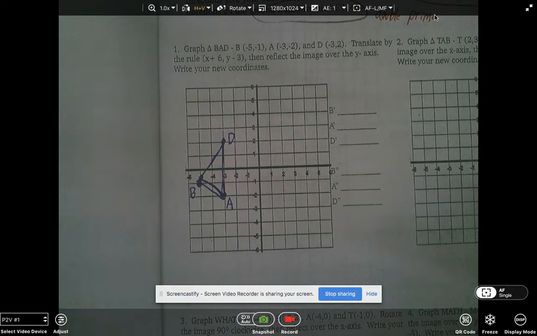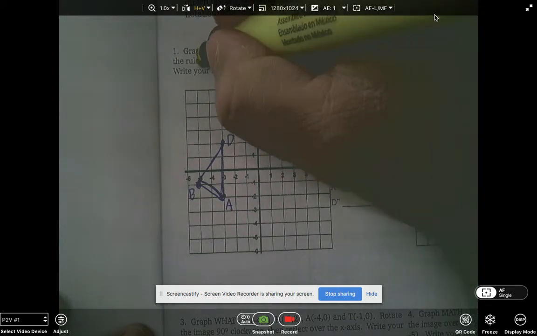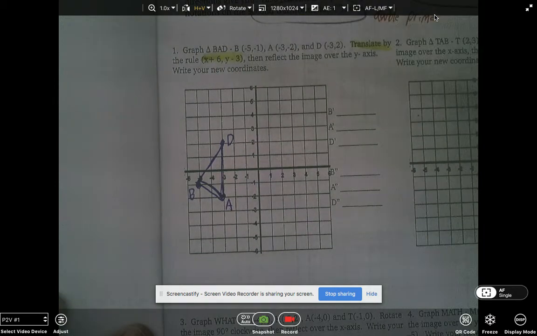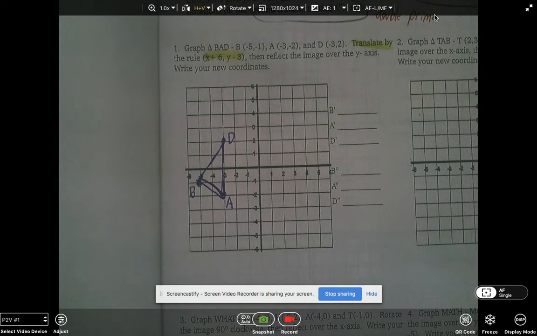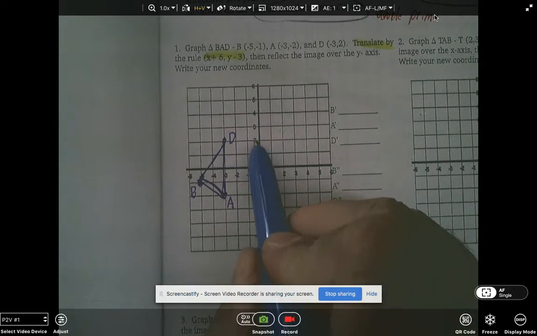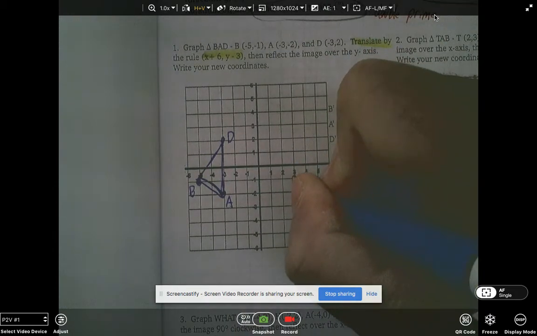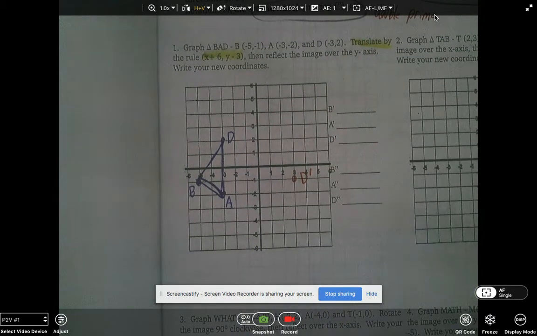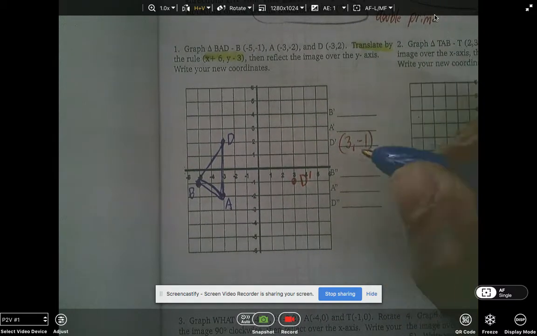Okay, so the first transformation is translate by the following rule: x plus 6 and y minus 3. Someone tell me how we're going to move for x plus 6 and y minus 3. Yeah, we're going to move right 6 and down 3. So I'll do this in red here. 1, 2, 3, 4, 5, 6. 1, 2, 3. Again, call this D prime. It's our first transformation, and that's the coordinate 3, -1.